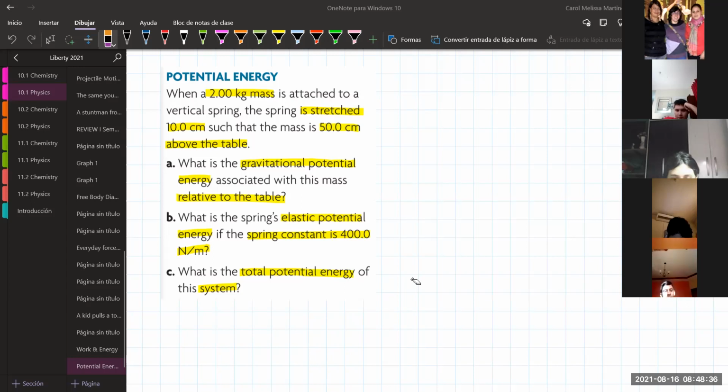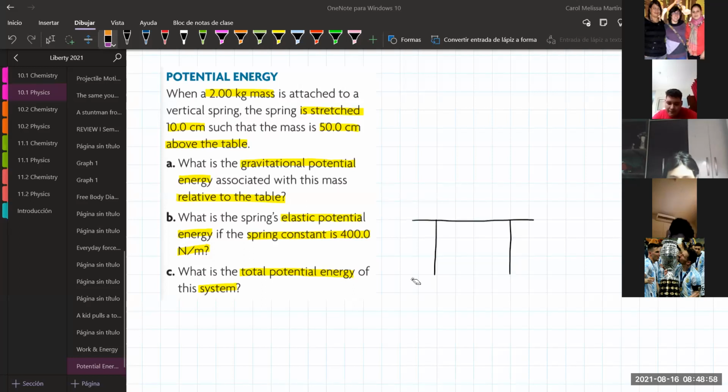But sometimes I will also need a sketch, a physical representation of what is going on in this problem. So this is what I'm gonna do now. I'm gonna focus on this problem. So I have a table. Okay, the table is important because in the first part it says that I need to find the gravitational potential energy that is relative to the table. So that's my table.